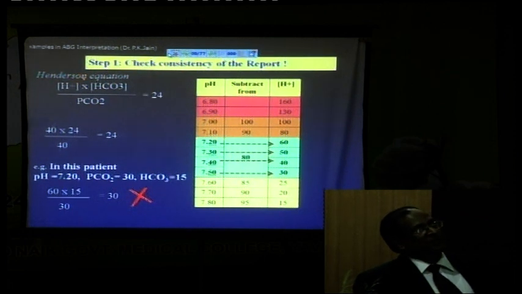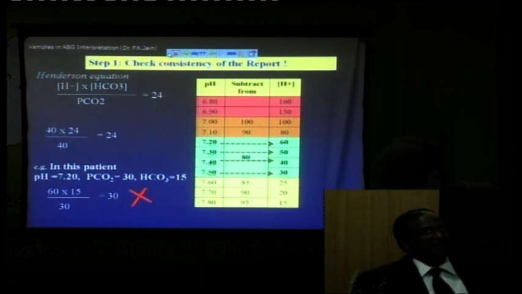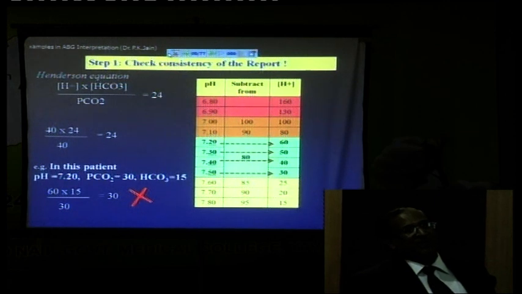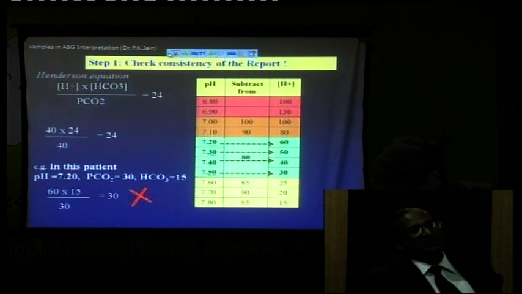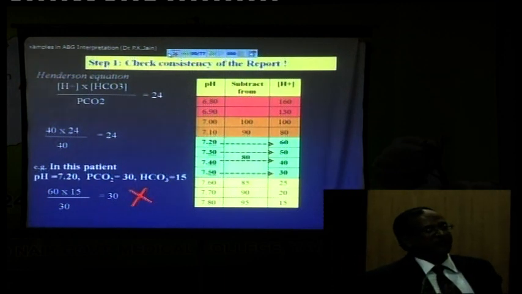In a normal person, you don't have H values in the blood gas report, you have PCO2 and bicarb. Normal bicarb is 24, normal PCO2 is 40. How do you get H? Very simple. You take the pH, the first 2 digits after the decimal point, and subtract from 80. So 80 minus 20 is 60. H becomes 60. At pH of 7.3, 80 minus 30, 50. That way you can get the H value. Normal pH is 7.4. So 80 minus 40 is 40.